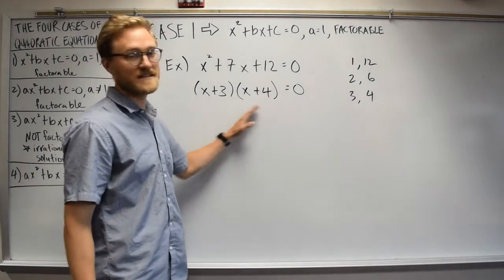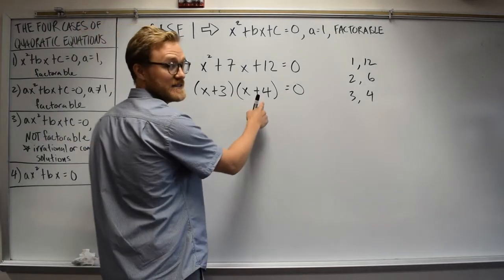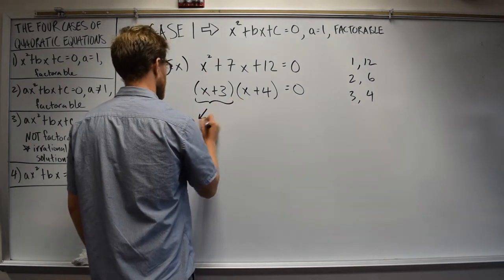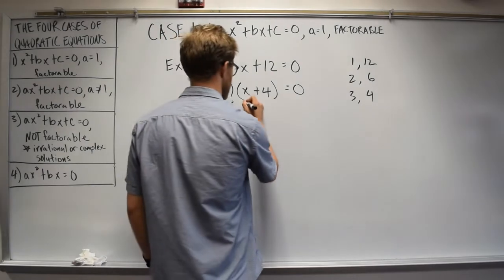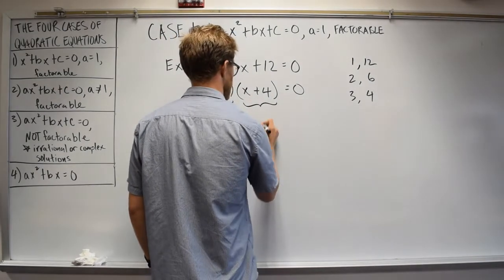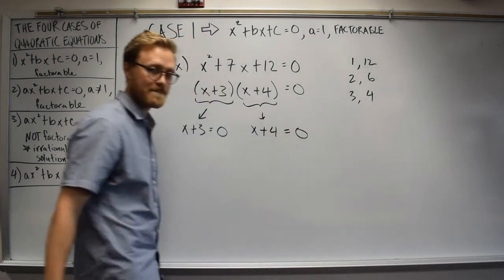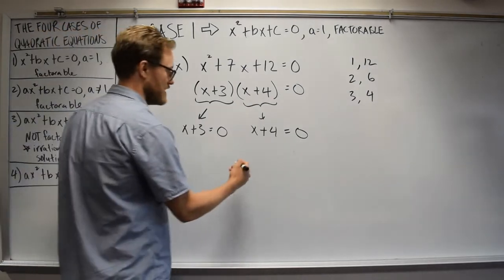Now I actually need to come up with the solutions. So I'm going to set each set of parentheses equal to 0. So x plus 3 equals 0, and x plus 4 equals 0. And most of you guys can just look at those two and know the solutions. I'm going to go through it.